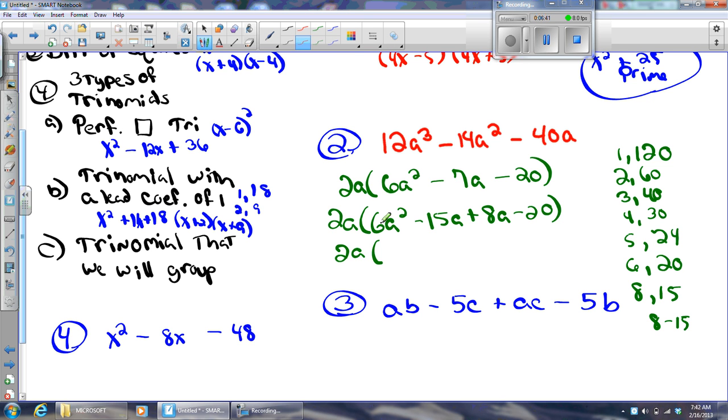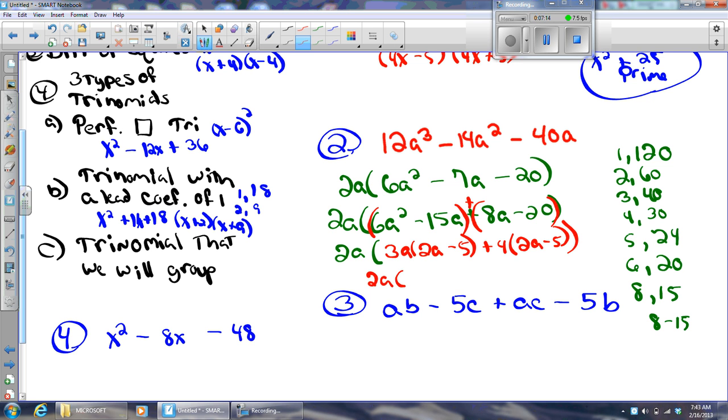Okay, and I'm going to group like this, put these together, those together, and I'm going to add. So I think the GCF in this first group is going to be 3a, and that'll leave 2a minus 5. And in here, it looks like my GCF is going to be 4, and that'll give me a 2a minus 5. Now, when I go to group the second time, my 2a is still out front.